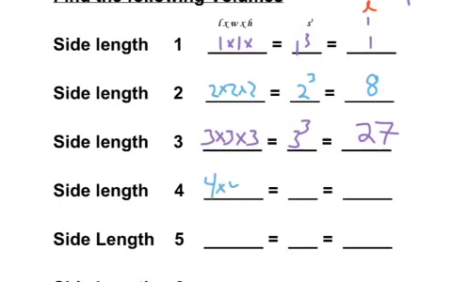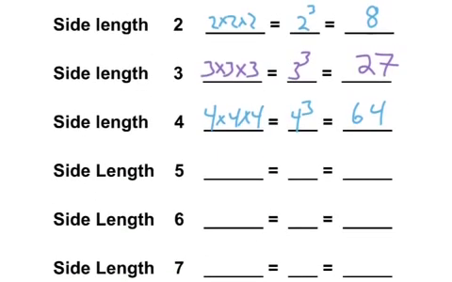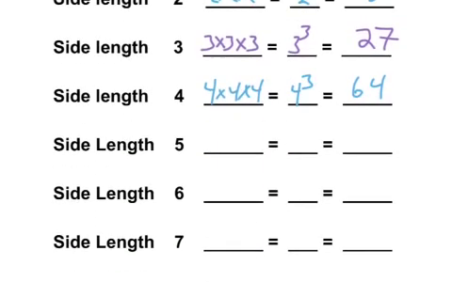4 times 4 times 4, which is 4 cubed, or 4 to the third power, which is 64. Moving on to 5. And again, here's where it may be a little bit more difficult. These are the ones you're probably going to need to memorize. 5 is not too bad.